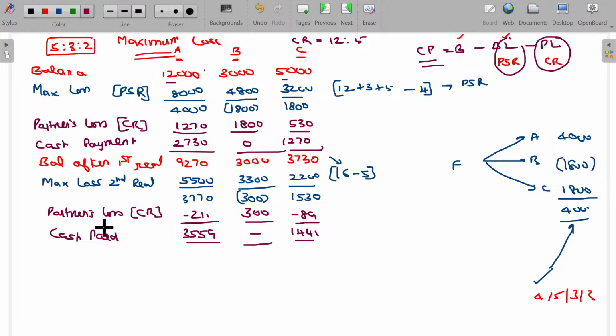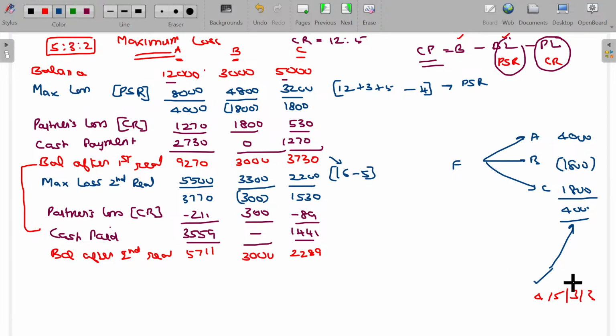See what happens then. You have to find out the balance after second realization. This is the balance after first realization. From there, cash paid is subtracted. 9,270 minus 3,559. Then this value being 5,711. No cash paid for B, so it remains same, and loss being 2,289. Balance after second realization.